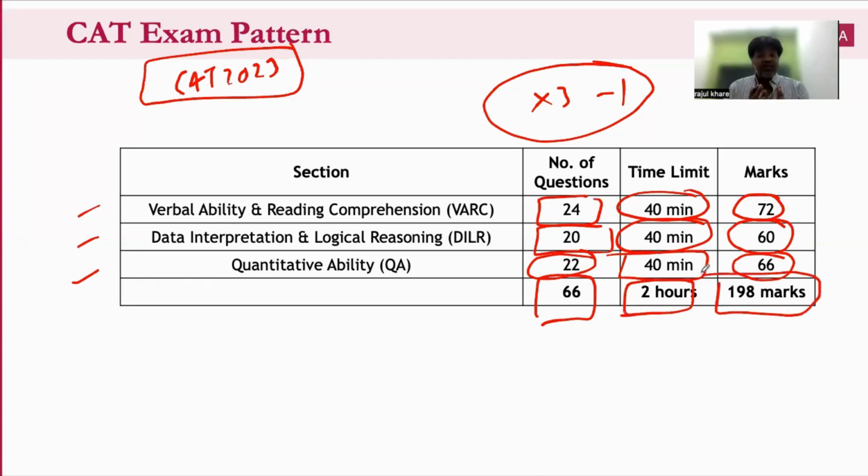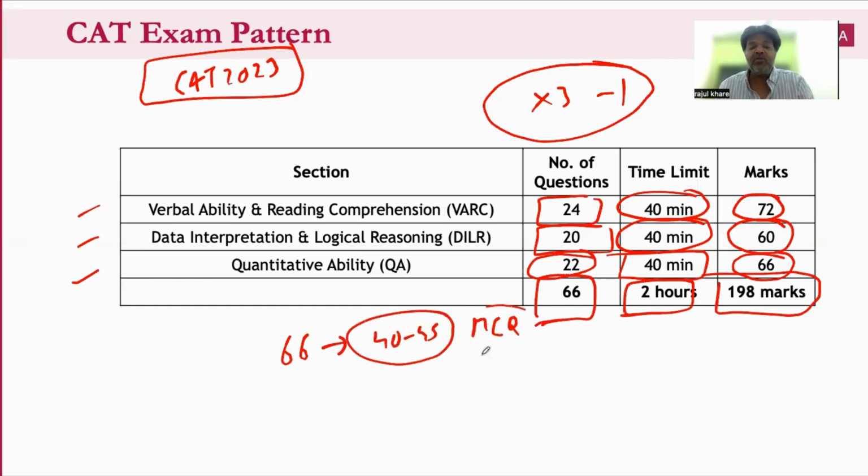Okay. Now, all these questions were not of MCQ. There were certain questions which were non-MCQ. So I can predict that out of 66 questions, almost 40 to 45 questions were MCQ types. MCQ type matlab multiple choice questions, matlab options the. There were around 20 plus questions which were non-MCQ, matlab unme options nahi the.